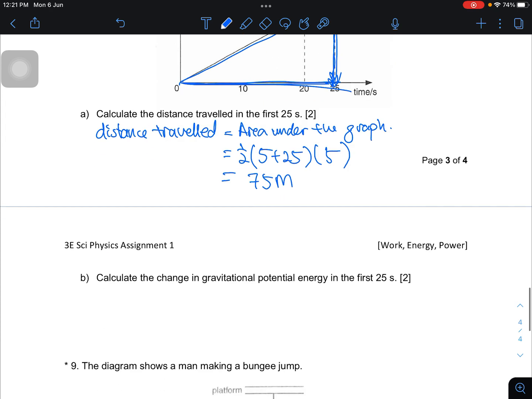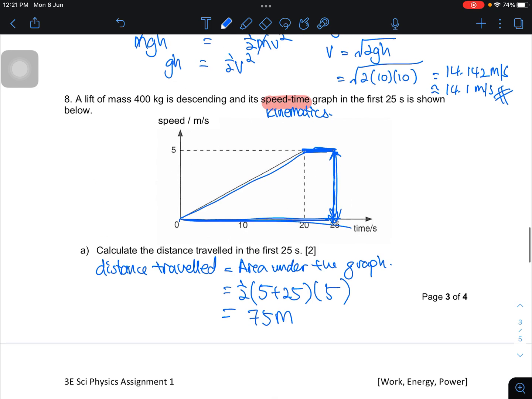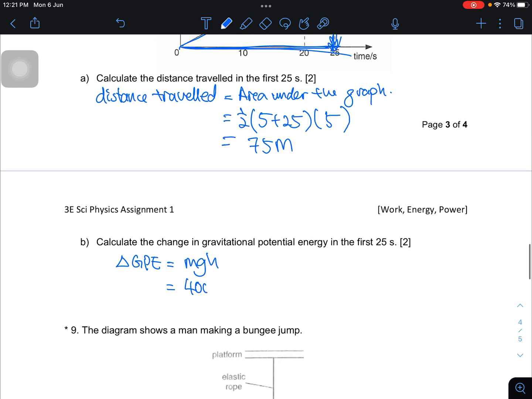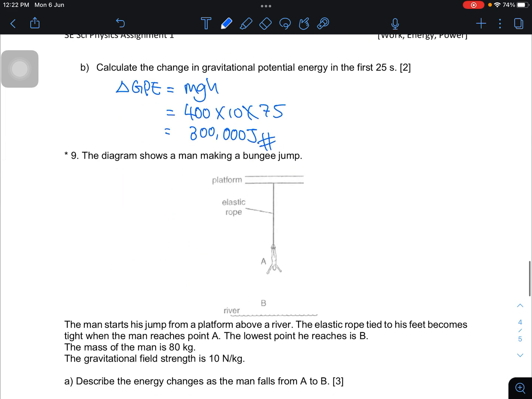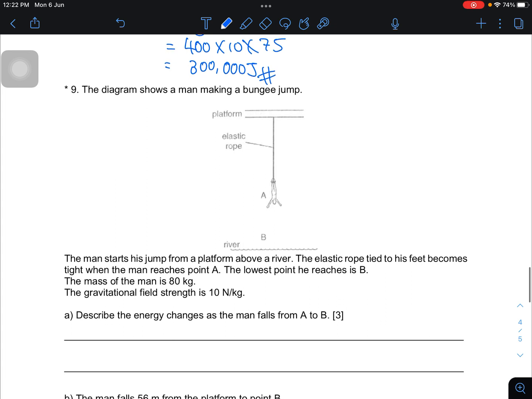That's actually quite high. Calculate the change in GPE for the first 25 seconds. So change in GPE equals mgh. What's the m? 400 kg. g given is 10. h, we already know, calculated in the previous part, is 75. So it's 400 times 10 multiplied by 75. 300,000 joules. Very nice number.